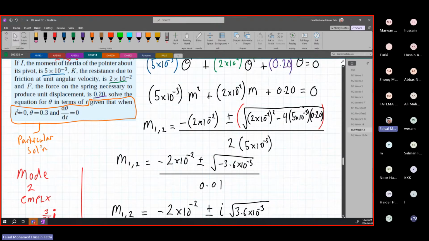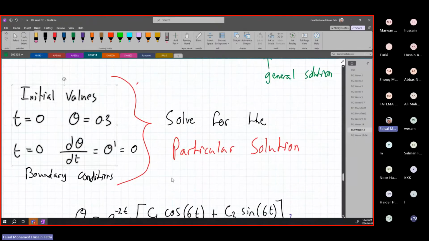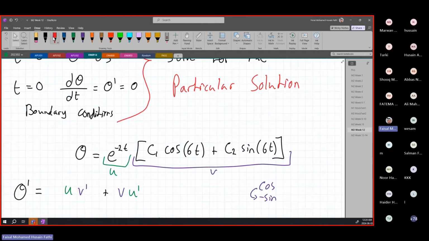In this case, when t is equal to 0, theta is equal to 0.3, and theta prime is equal to 0. This is considered a boundary condition or an initial value. So when we have these initial values, it means now we have to solve for the particular solution. The way we solve for our particular solution is we need to solve for C1 and C2. And let me write that down. Solve for C1 and C2.